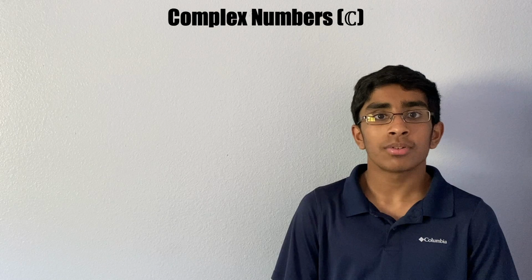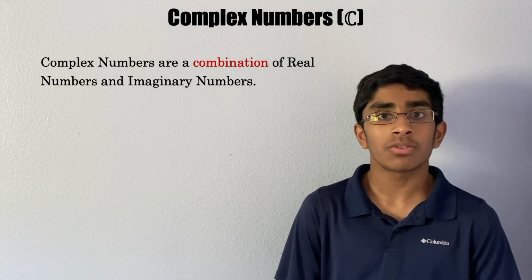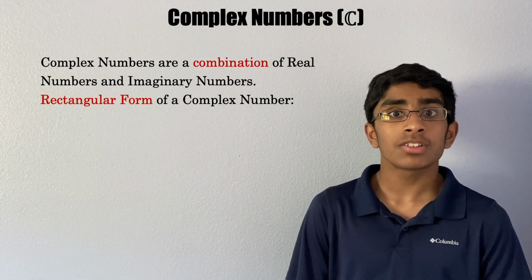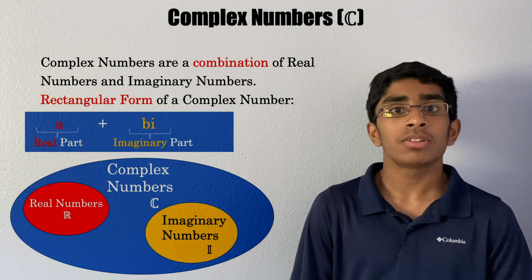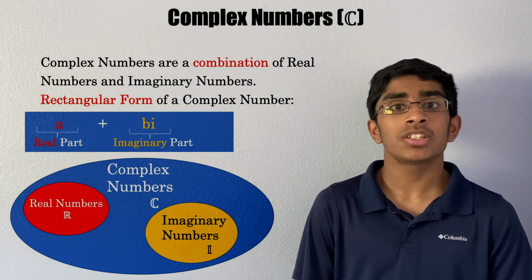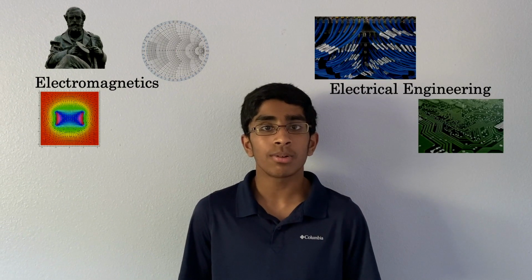We can combine real numbers with imaginary numbers, and this is when we get complex numbers. Complex numbers have a real part a plus an imaginary part bi. Note that real numbers and imaginary numbers are just subsets of complex numbers. Complex numbers have real-life uses in electromagnetics, electrical engineering, fractals, and in analyzing cellular signals. So yes, even your cell phone uses numbers like i.